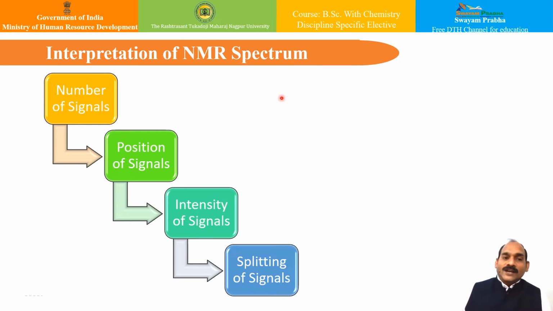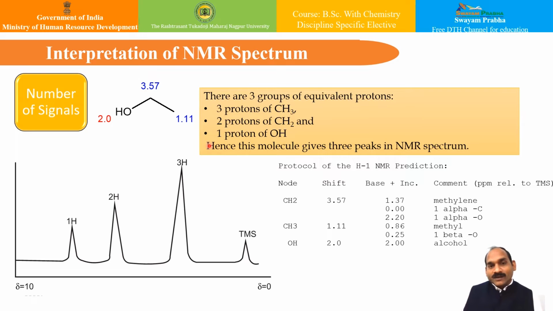Let us now try to understand what we have gathered from the theory of NMR. H1 NMR signals can be interpreted based on these particular points: number of signals, position of signals, intensity of signals, and splitting of signals. We will go one by one for understanding each of them. Okay, let us proceed. Let us see the number of signals and how the NMR spectrum depends on this.